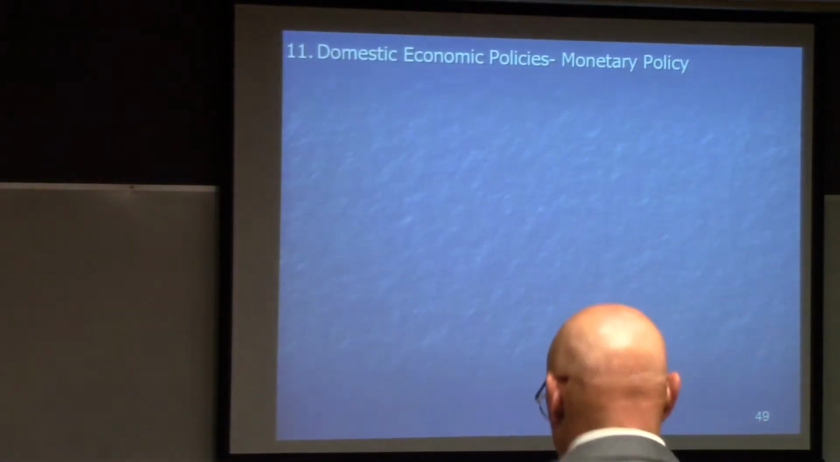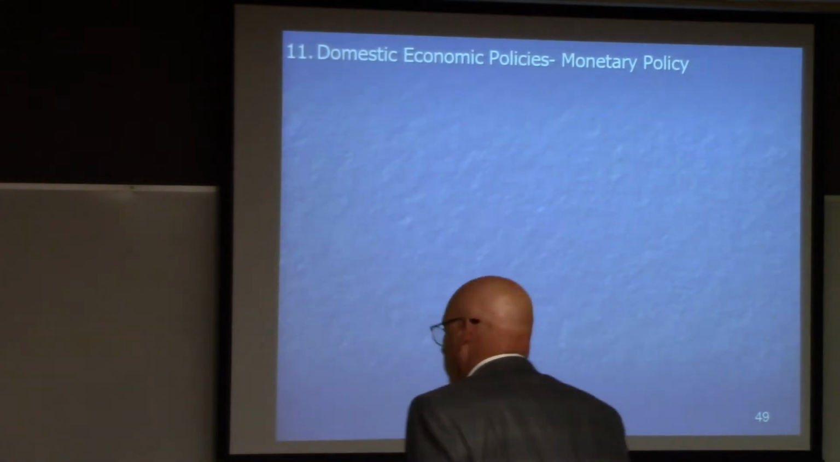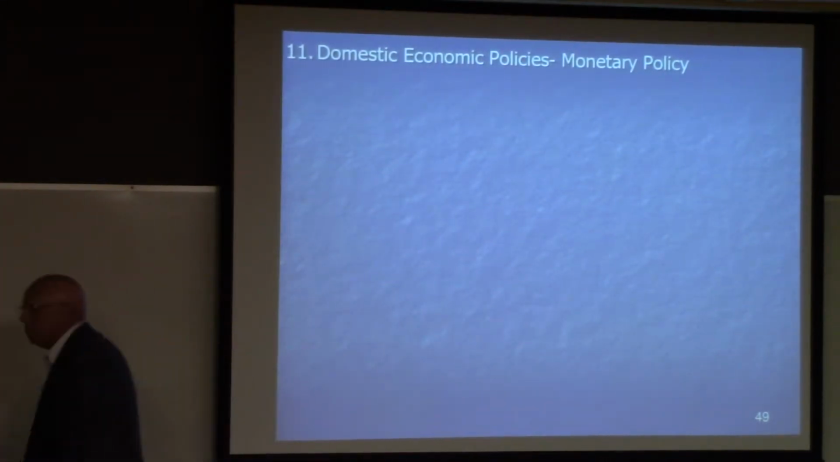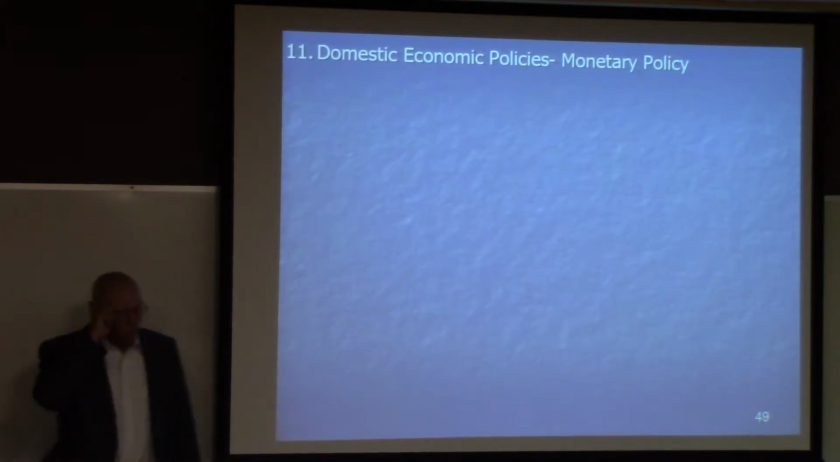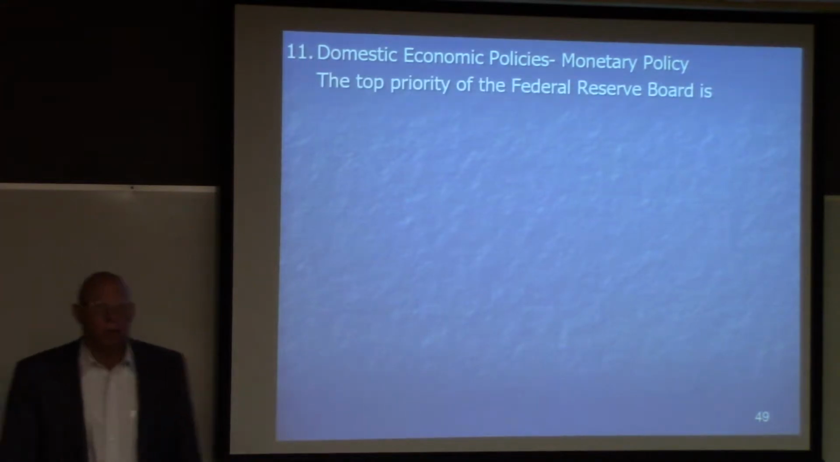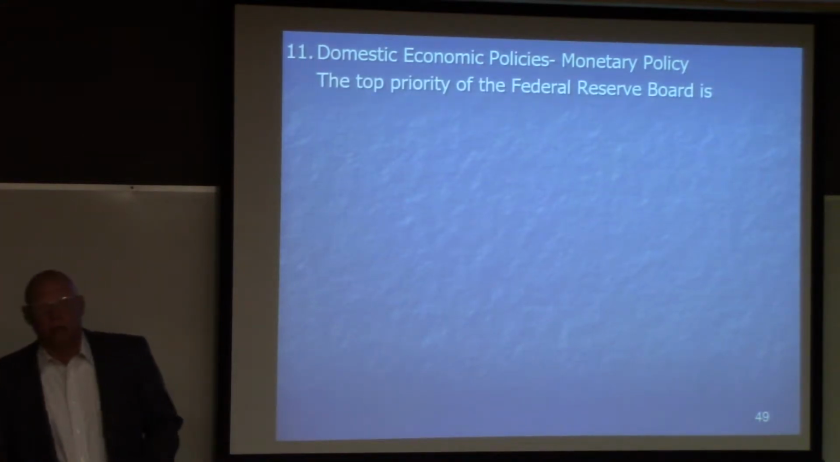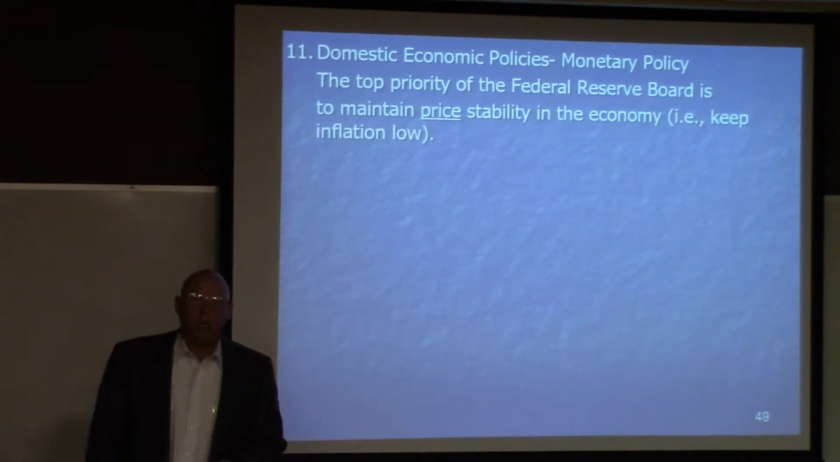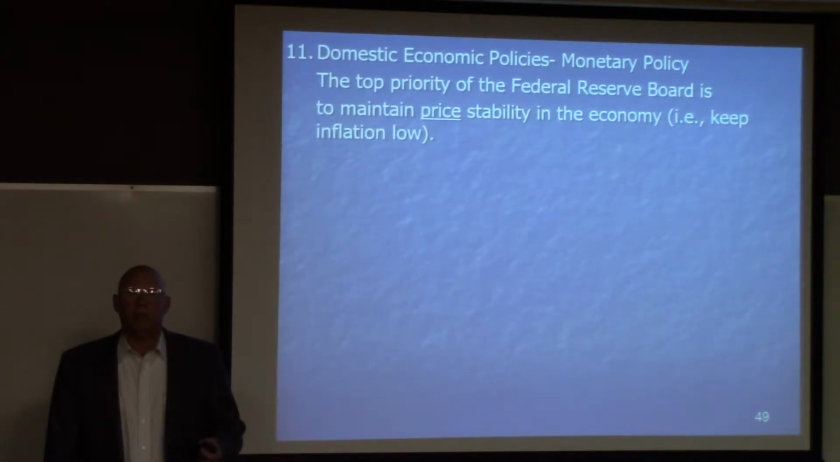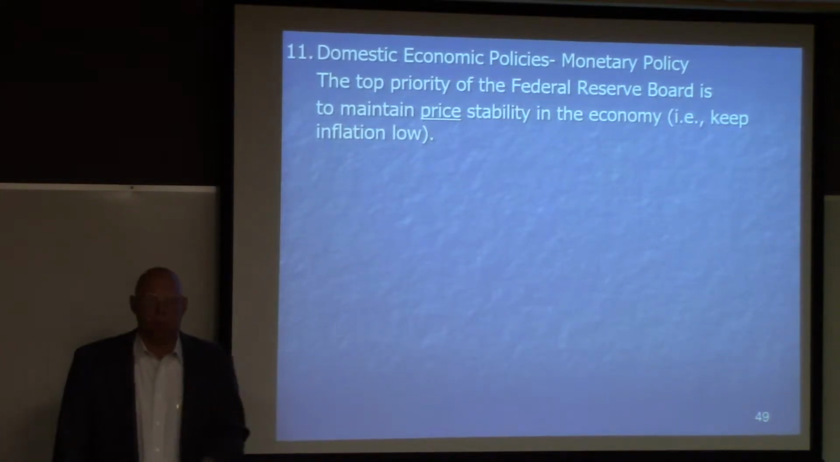So let's move on and check out monetary policy. Let's get a few more details about monetary policy. This is a little bit of a review from money and capital markets and from macroeconomics. Okay? The top priority of the Federal Reserve Board is to maintain price stability in the economy. What does that mean? Keep inflation low and stable.